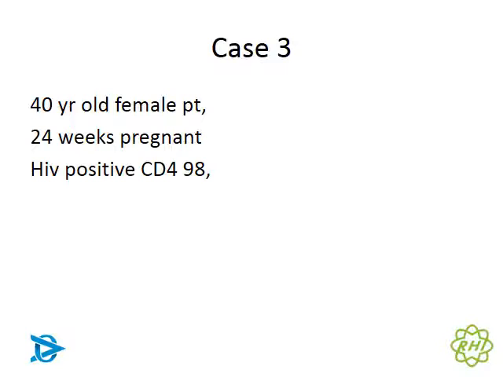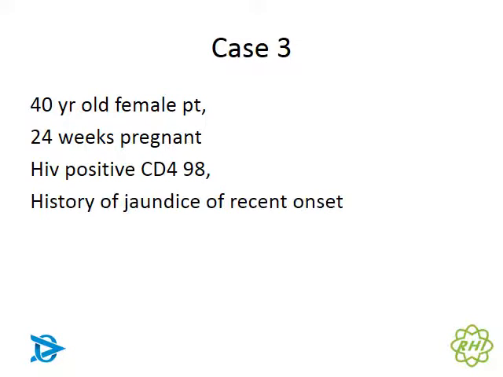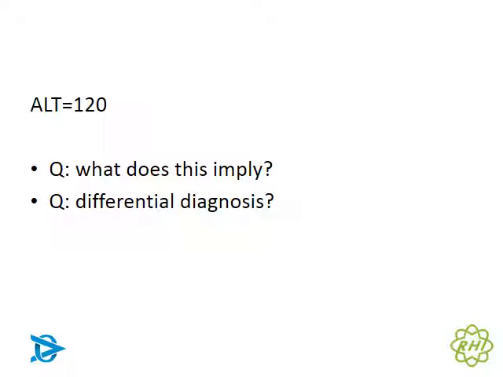The third case in our case series is a 40-year-old female patient who's 24 weeks pregnant. She is HIV positive and she's got a CD4 count of 98. She has a history of recently becoming jaundiced and she was started on ARVs 4 weeks ago. The nurse at the clinic has very helpfully done an ALT and the ALT result is 120. She's now referred her to your doctor and you now have to decide what you're going to do about this ALT. The patient is otherwise relatively well.